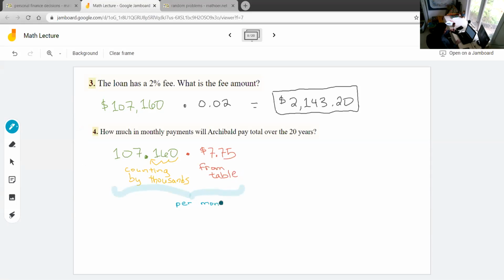If we actually did that multiplying, which we could, that's our monthly payment. So we also need the times 12 months per year and the times 20 years. We did this in more than one step a moment ago, so let me go back and show you. Keep it clear in your brain, and then I'll come back to this slide.